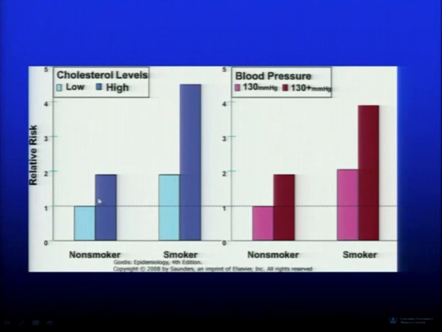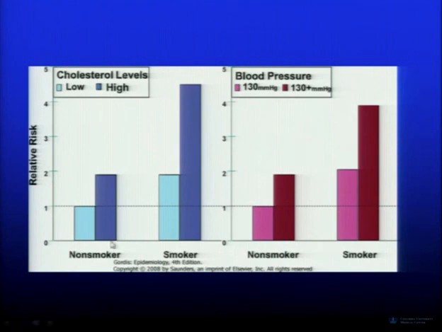Does the excess from the cholesterol plus the excess from smoking add up to this, or is it greater than each sum effect? And what is that called? But what's the term? I don't care if it's additive or multiplicative. What's the term I'm looking for? Right, interaction. So is there an interaction?